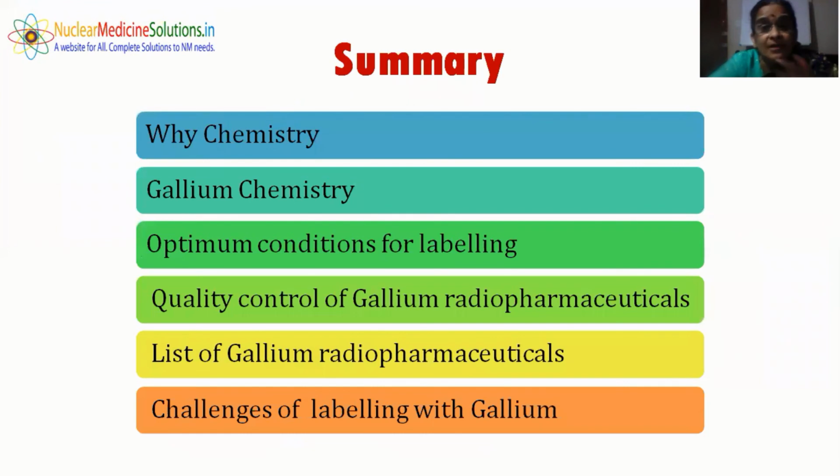So now to summarize this presentation, let me tell you what all we have seen. We have seen why we need to study this chemistry, what gallium chemistry is, and what the optimum conditions for labeling are: the temperature, pH, reaction time, and the buffer addition. And then the quality control of gallium radiopharmaceuticals, the radiochemical purity, the ITLC test, the chromatographic method, the list of gallium radiopharmaceuticals you've seen, and what the challenges of labeling with gallium are.